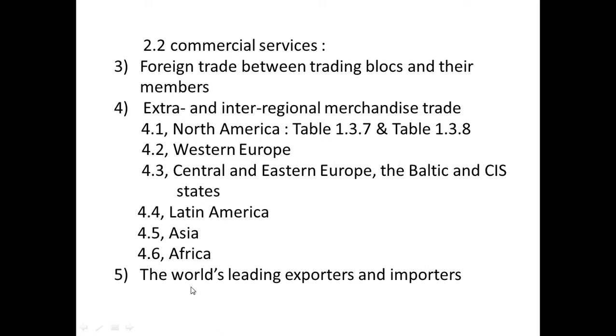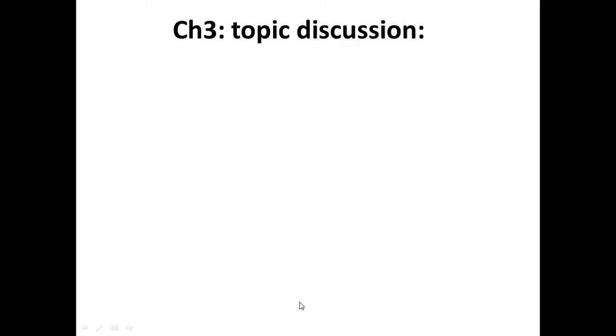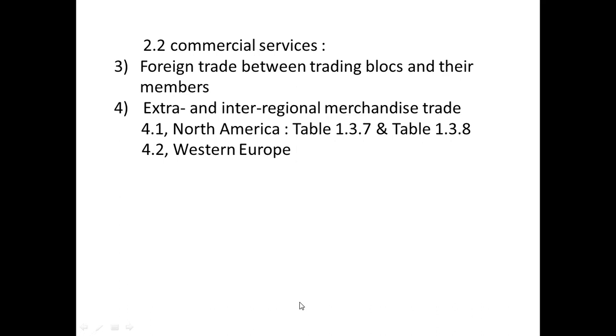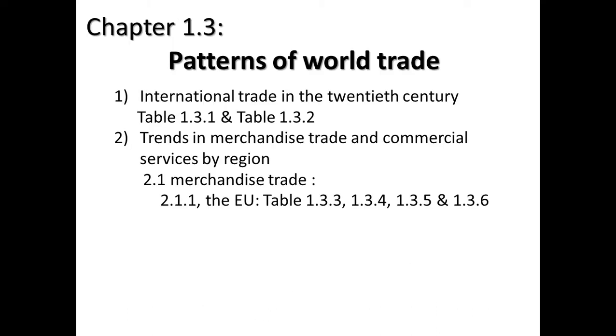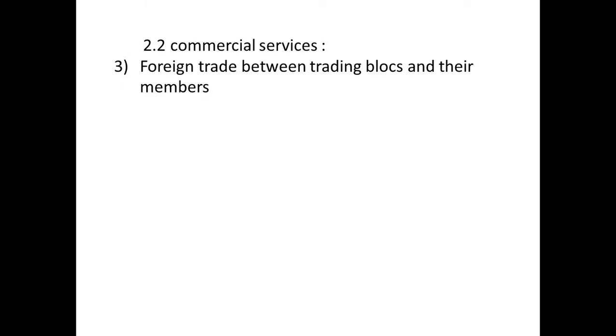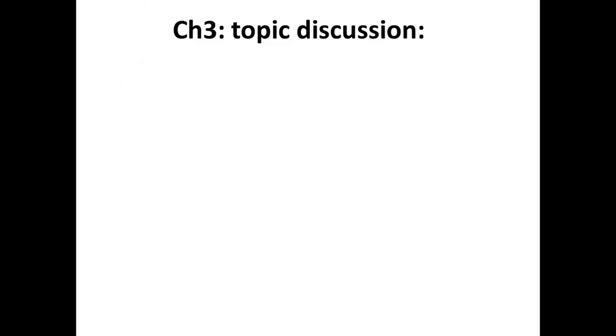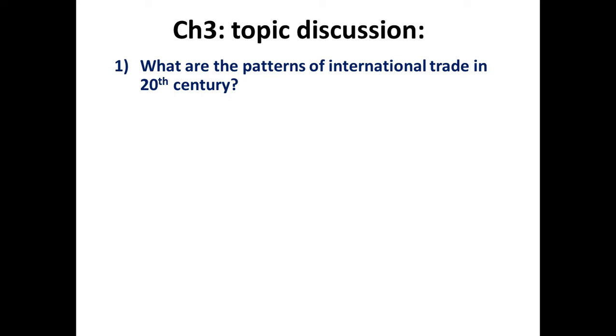The fifth one, world's leading exporters and importers. This means the bigger importing country, or the larger exporting country. This is exporters and importers. For the fifth objective point, we have sub-point 5.1 merchandise trade. Again, these are the points for objectives of chapter 3. So when you look at this already, let's move to the questions. Let's move to your work for chapter 3.